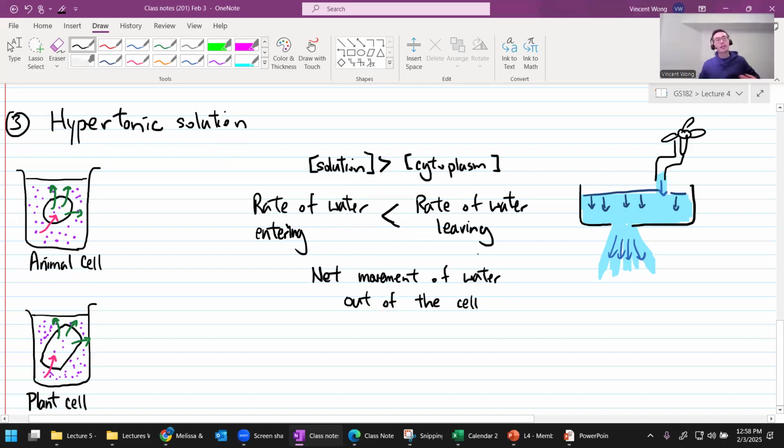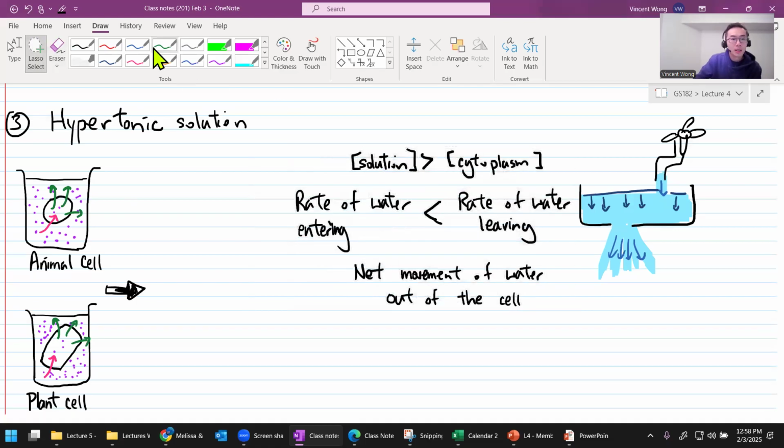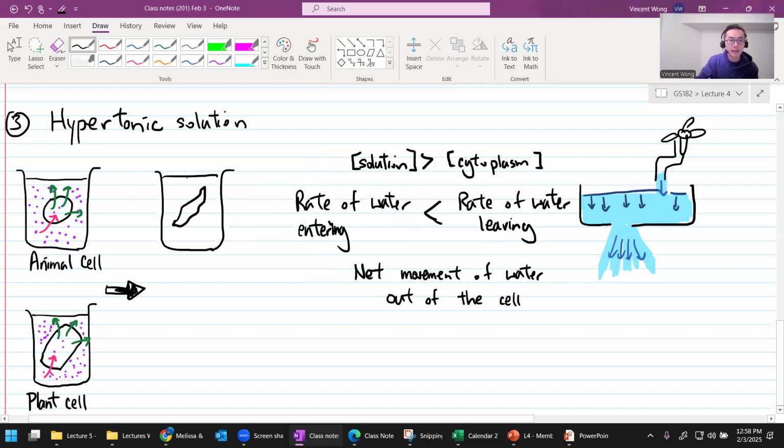Okay, so what's going to happen to the cell? Is it going to get big? Is it going to get small? Yeah, I'm sure you understand it's going to get small, right? So let's draw what it looks like. Man, I never have enough space for these things. Well, there we go. All right, so this is our animal cell, and it's gonna shrivel up like a raisin.